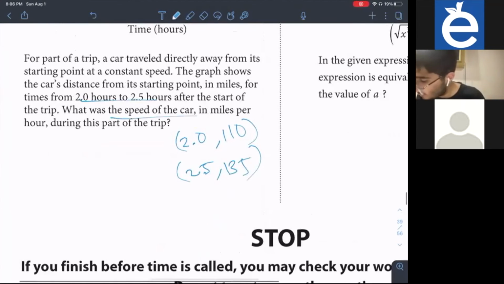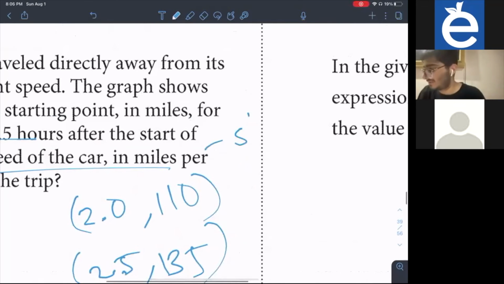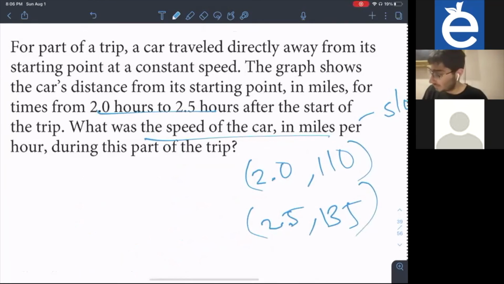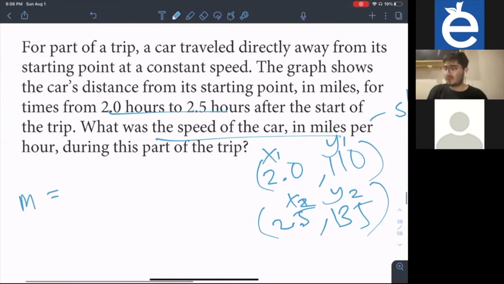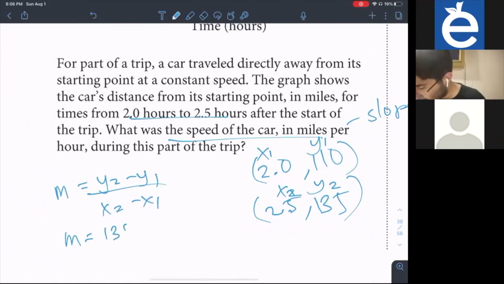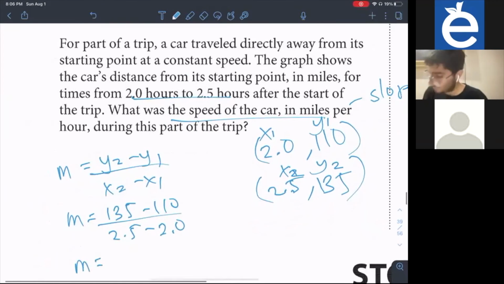So what was the speed of the car in miles per hour? Basically, that is the slope. If it says miles per hour or a certain rate, that's basically the slope. So you would do x1, y1, x2, y2. The slope formula is y2 minus y1 over x2 minus x1. M is equal to y2, which is 135, minus 110, over 2.5 minus 2.0. M is equal to 135 minus 110, which is 25.